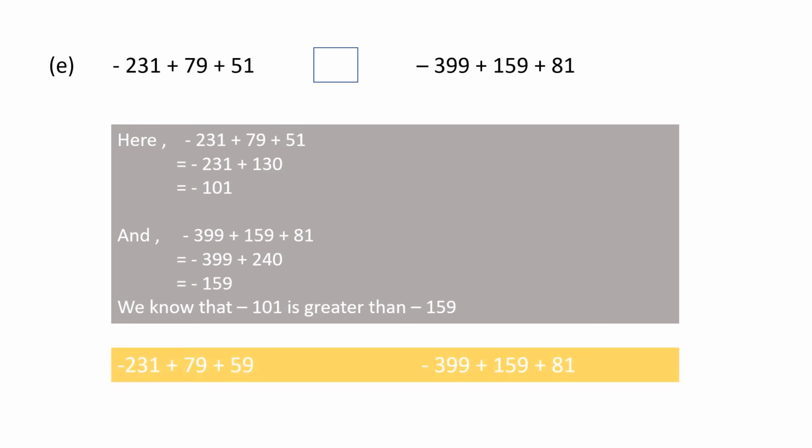So getting this, we can write minus 231 plus 79 plus 59 is greater than minus 399 plus 159 plus 81. Why? Because as you can see, this part when I solved I got minus 101 and this part when I solved I got minus 159, and minus 101 is greater than minus 159. Okay, so now proceeding on to the next question, let's see.